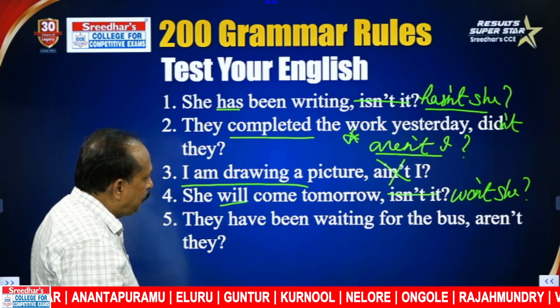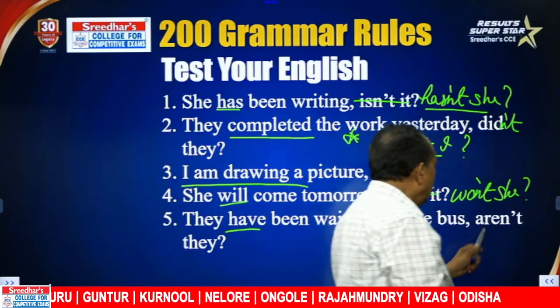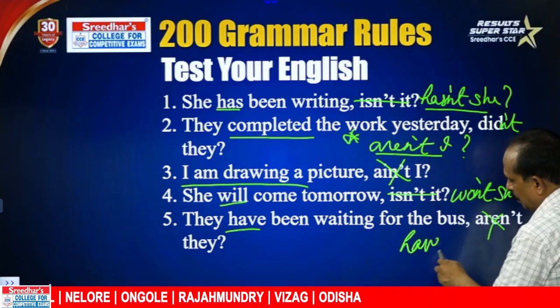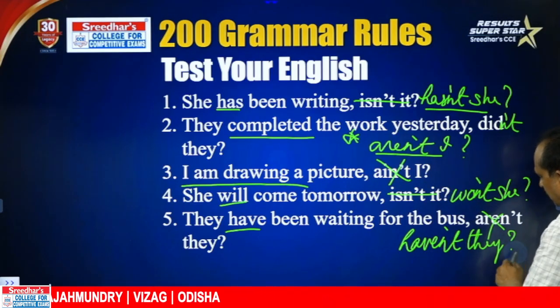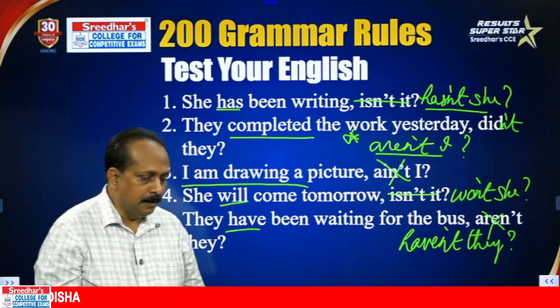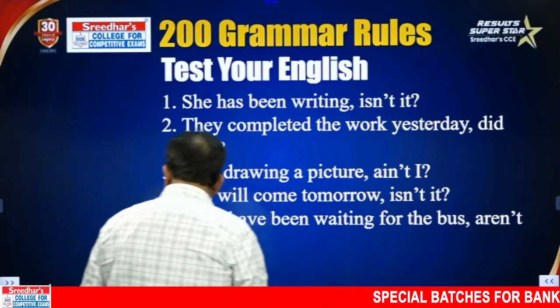They have been waiting for the bus, aren't they? That is also wrong. What is the helping verb? Have. Haven't they? They have been waiting for the bus, haven't they? All these are common errors that go with question tags.